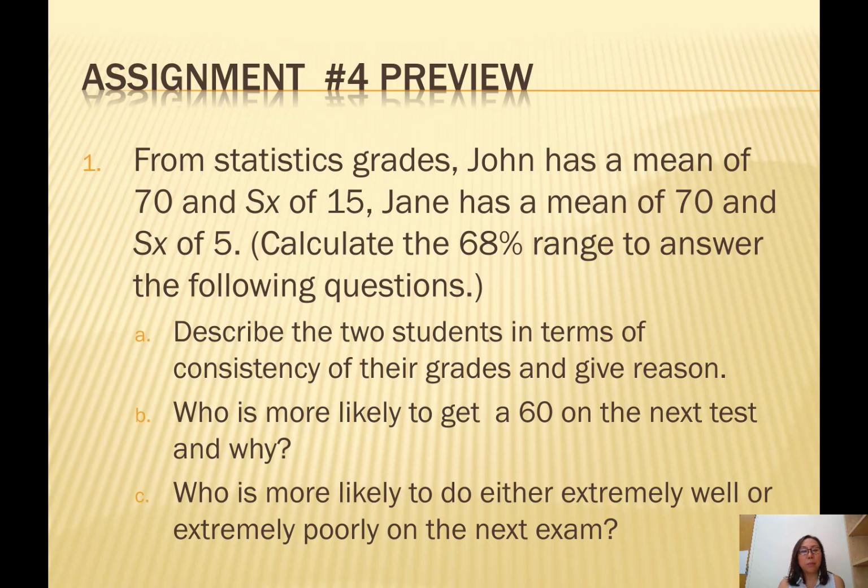And the second question is, who is more likely to get a 60 on the next test and why? So when you look at the 68% range that you've calculated for John and for Jane, that 68% range becomes the majority of the time what their score is going to be within that range. So see which student's range contains the score 60, right? Who's more likely to get a 60 on the next exam? It wouldn't surprise you because it's within the usual range. So look at the 68% range for the two students to answer this question.